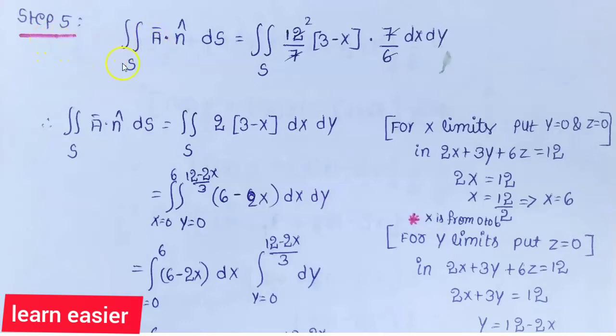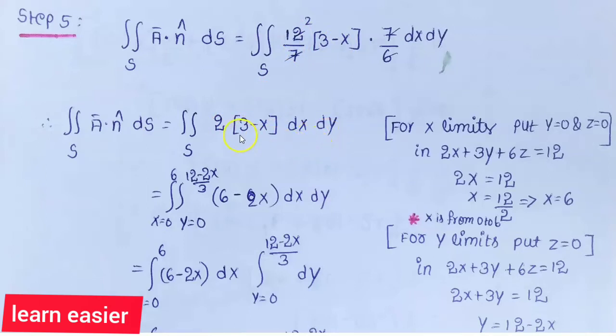So the final step is we have to calculate the surface integral of a bar dot n cap ds, and we have already found a bar dot n cap and also ds. Let's substitute those two. So here is a bar dot n cap, which is 12 by 7 into (3 minus x), into ds, which is 7 by 6 into dx into dy. So let's cancel: here is 7 and here is 7, so both are cancelled out, and here is 6 and here is 12, so 12 is cancelled by 6 two times, so finally we got 2 into (3 minus x) into dx into dy.